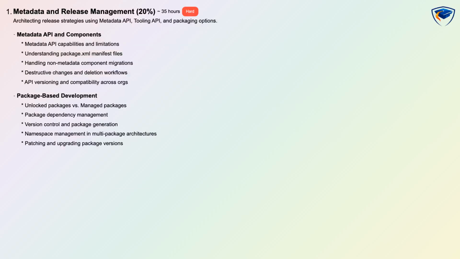Metadata and release management is 20% of the exam, rated hard, with an estimated learning time of 35 hours and a scenario-based assessment. You will learn to architect release strategies using Metadata API, Tooling API, and package options while understanding Metadata API capabilities and limitations and how package XML manifests control deployments. Expect to study handling non-metadata components, destructive change and deletion workflows, API versioning, and package-based development topics like unlocked versus managed packages, dependency management, namespace considerations, and patching and upgrade strategies.